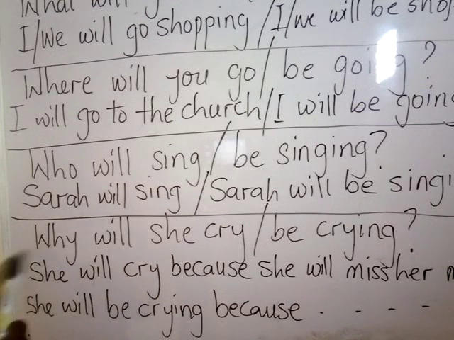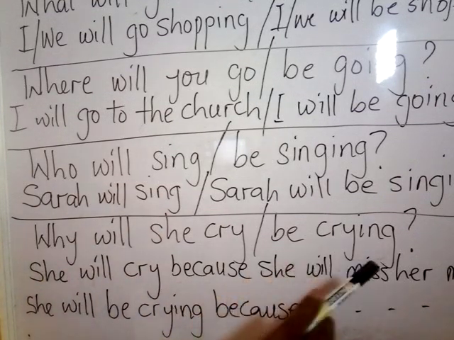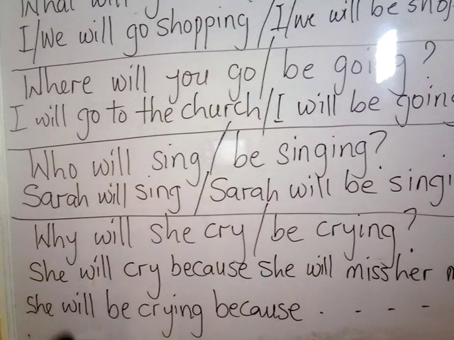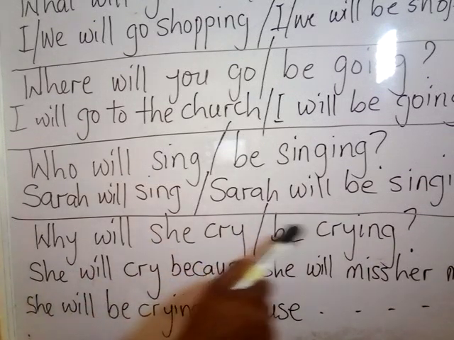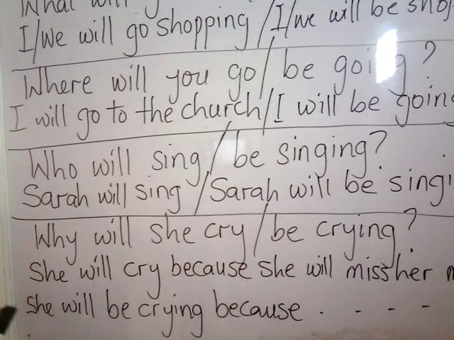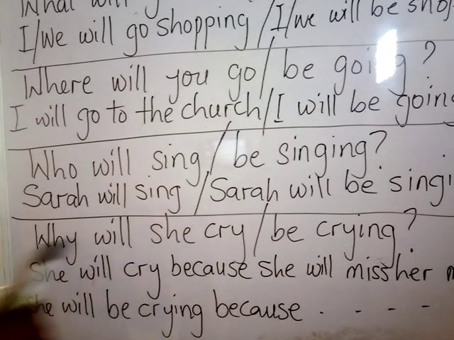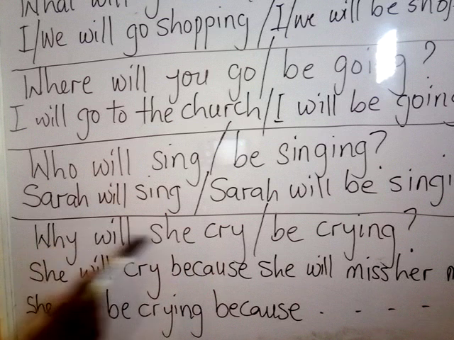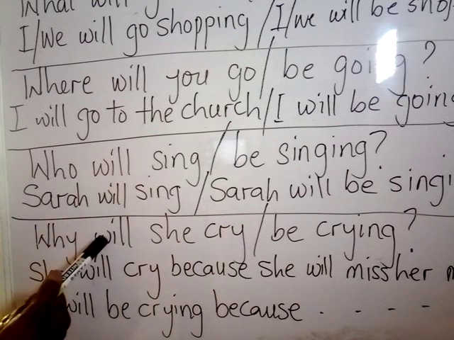So to answer the part, why will she cry, you could say, she will cry because she will miss her mom. The second part says, why will she be crying? She will be crying because she will miss her mom. So you notice that the end part of the responses are the same, but the beginning part differ. And the difference lies in the way the questions are asked. So in answering the question, you try to follow the format of the question.